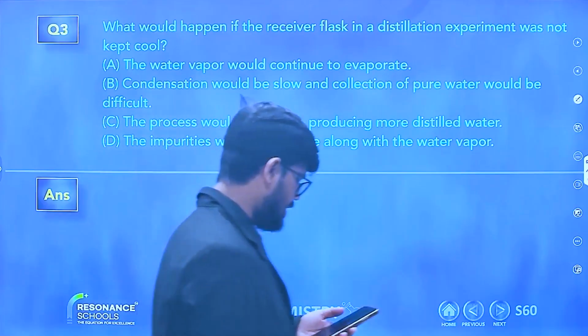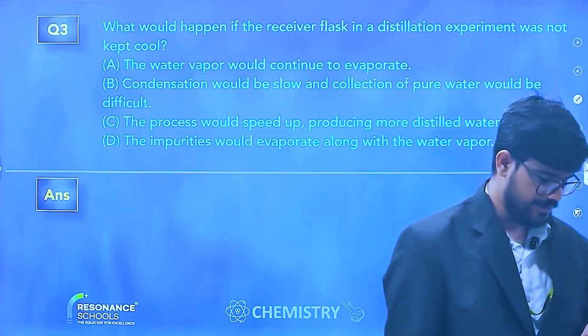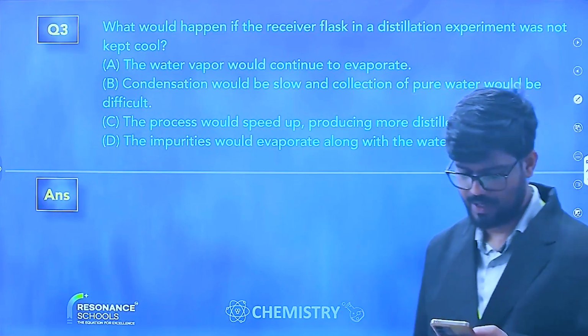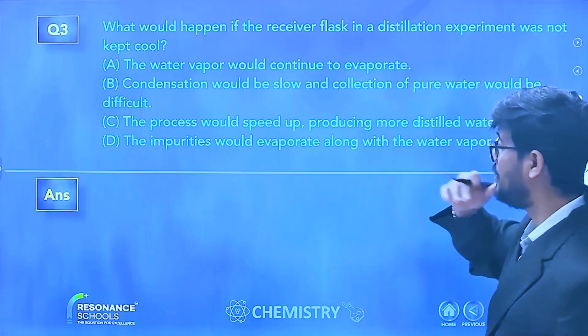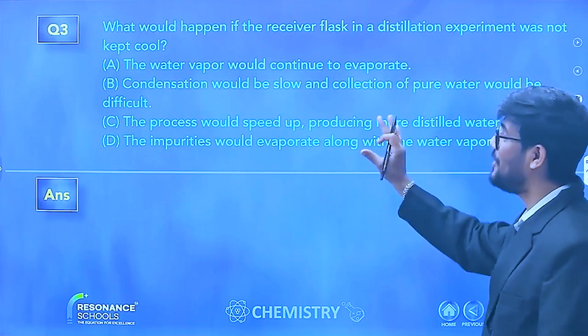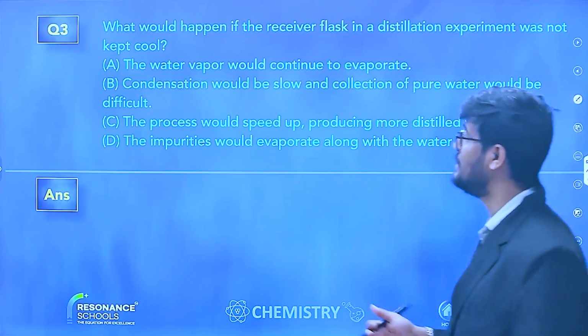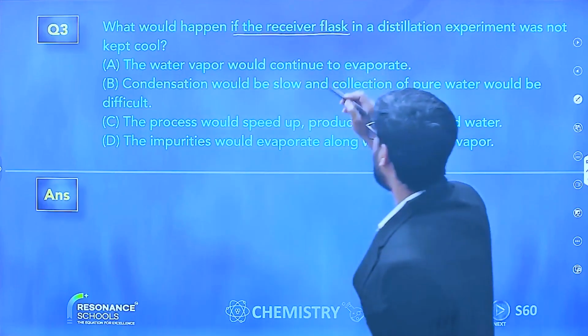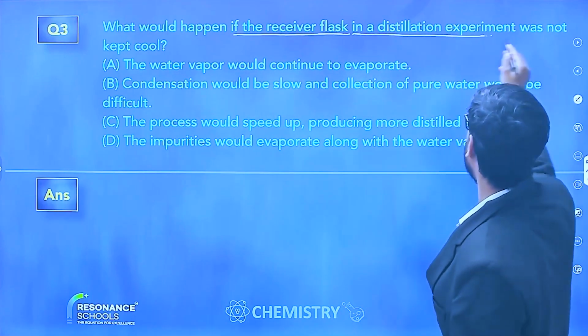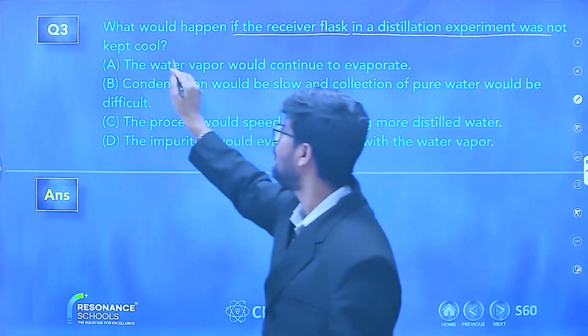So here B, A, so it's a mixture of B, A, only few students wrote C. So these are all text based questions. So you have to understand the meaning, then you can answer. Let's say, what would happen if the receiver flask in a distillation experiment was not kept cool?